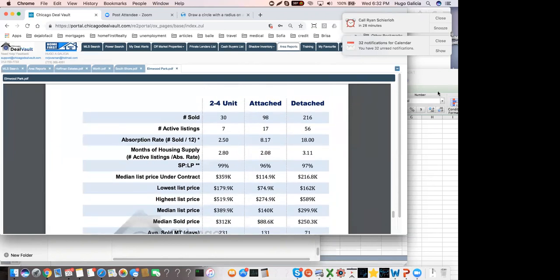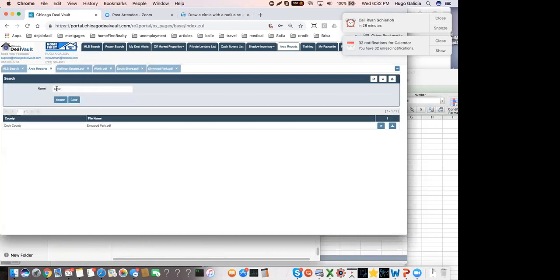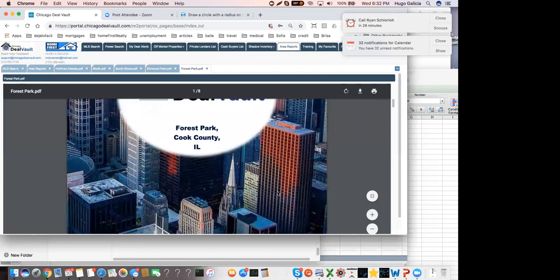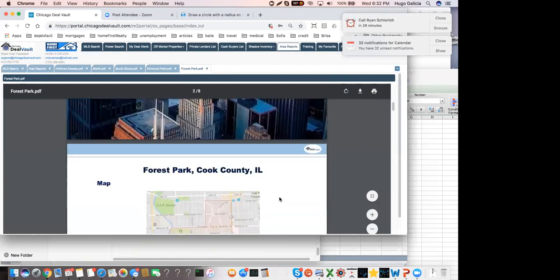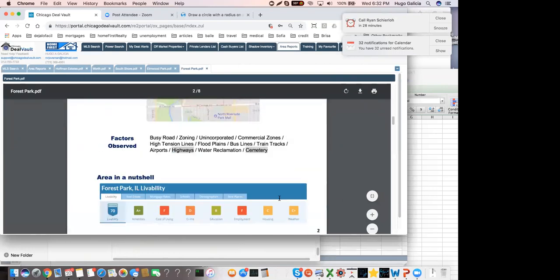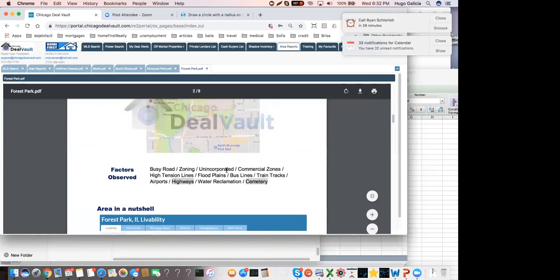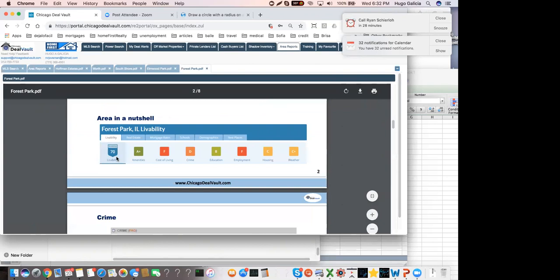Now let's look at another one, Forest Park. Here, Forest Park. So you see how quickly we're able to analyze. So the more we do, the faster we analyze. So first, we're gonna do this very fast. So Forest Park. Okay, what's the livability score? First of all, factors observed, cemetery, highways. Okay, so livability score is borderline, 70%.